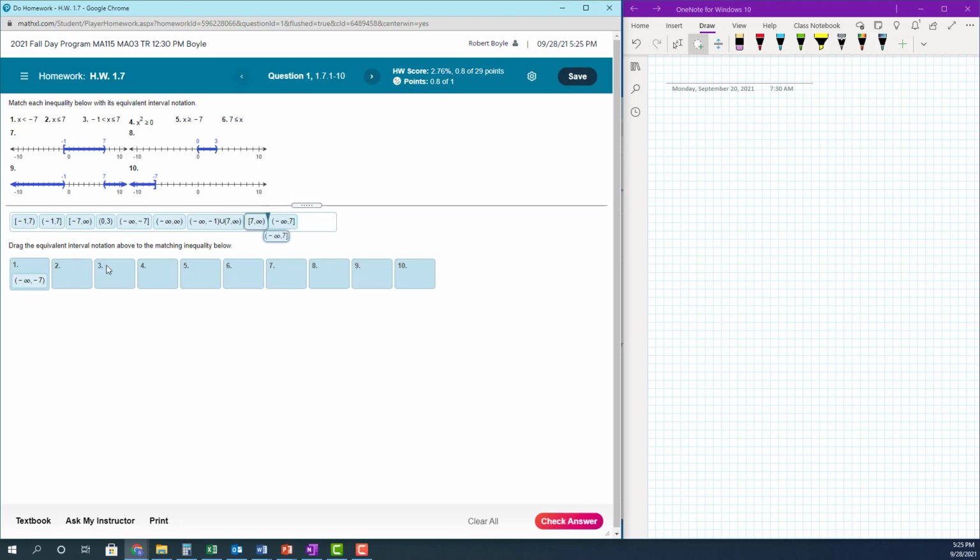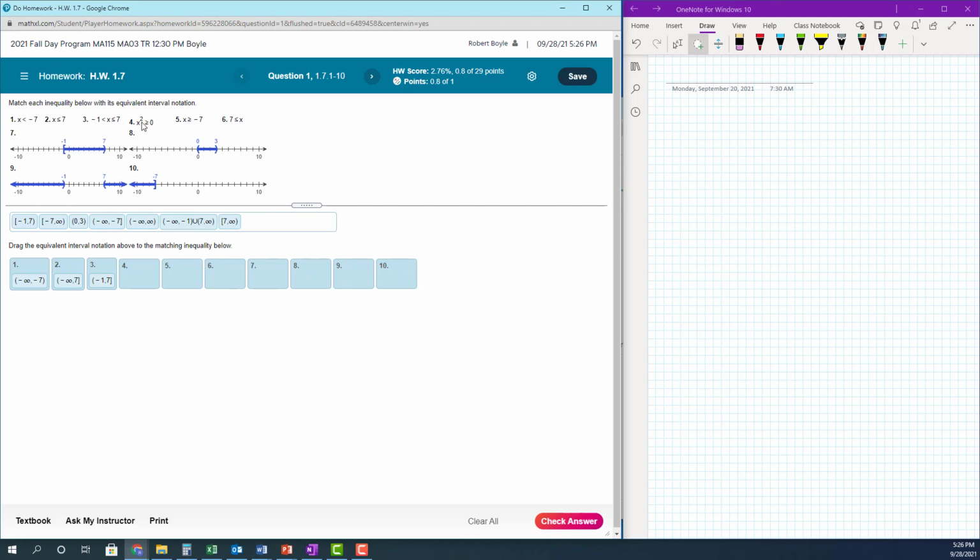Let's try that again. Always helps if you click one mouse button at a time. Now here we have the interval from -1, not including -1, so parenthesis, to +7, including +7, so that would be your bracket. And that would be this one right here, parenthesis by -1, bracket by +7.